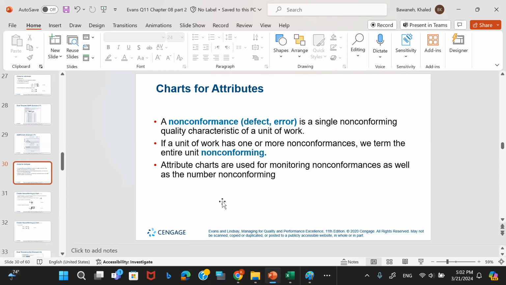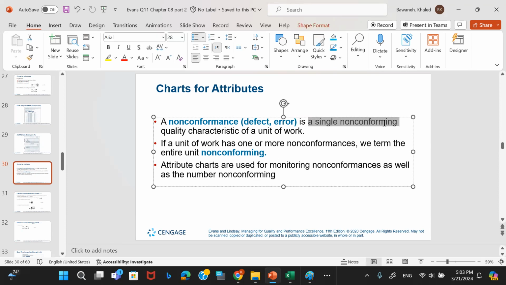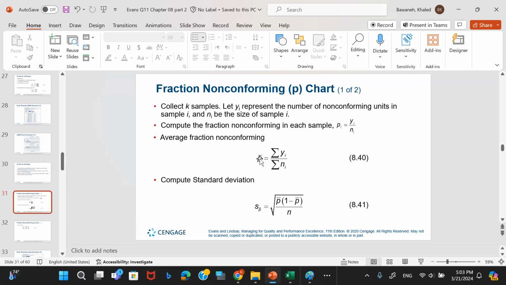It can have any value, 0, 1.1. With an attribute, you have conforming or non-conforming, good or bad. So there are charts for that. We have P charts, NP charts, C charts, U charts. So we said conforming or non-conforming is a single non-conforming quality characteristic. It does not conform to specification. So we use a fraction of non-conforming, which is the P chart.